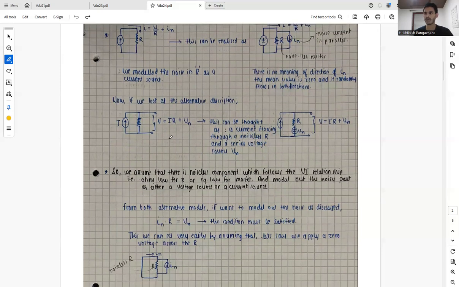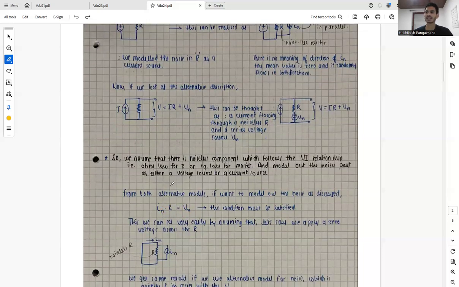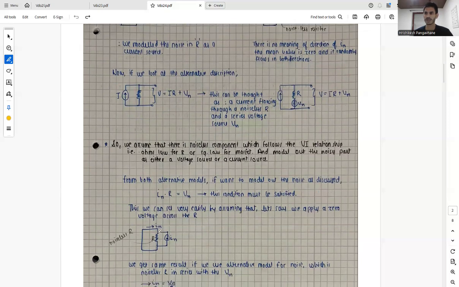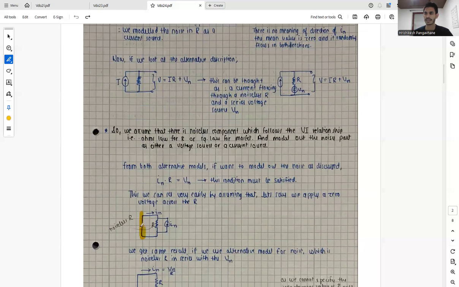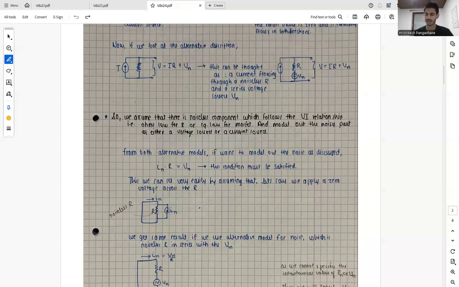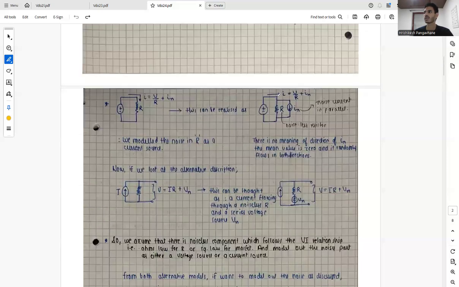From both alternative models, if we want to model out the noise as discussed earlier, this condition should be satisfied: the current source due to noise times R is the voltage source due to noise. We can see this very easily by assuming that we apply zero voltage across R. So there is zero voltage across the noiseless resistor R, and then we will get In as the noise factor, or the current source due to noise, which can be modeled separately. We discussed it over here.